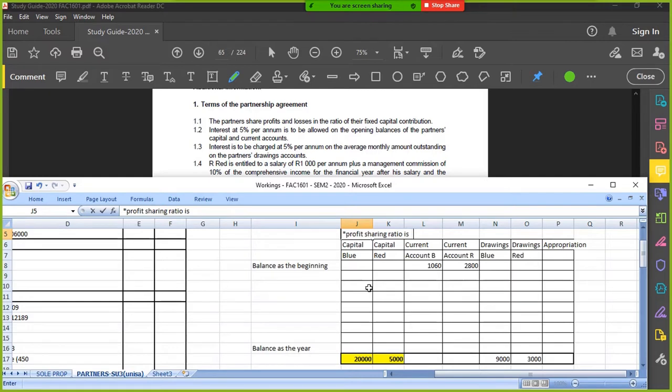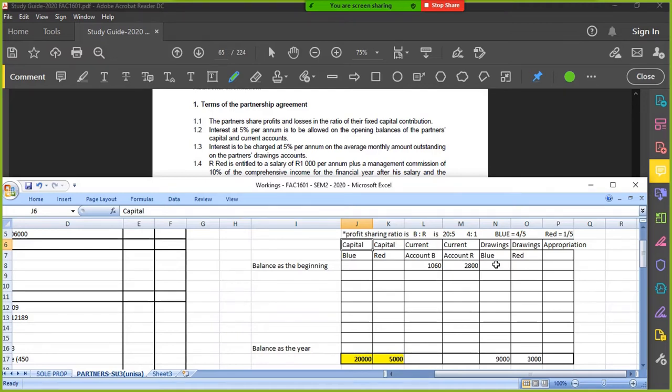So it'll be B, B2R. Okay, blue to red is 20,000 or 22,500. Okay, 20 to 5 is the same as 4 to 1. Okay, 4 to 1 is the same as blue gets 4 over 5. Red gets 1 over 5. Okay, do you see how I worked that out? All right, it's in their fixed capital contribution, right? Okay, is that all right?